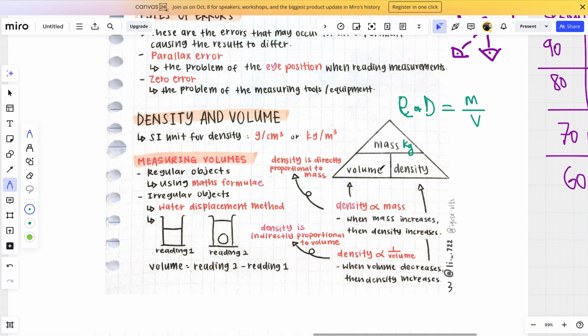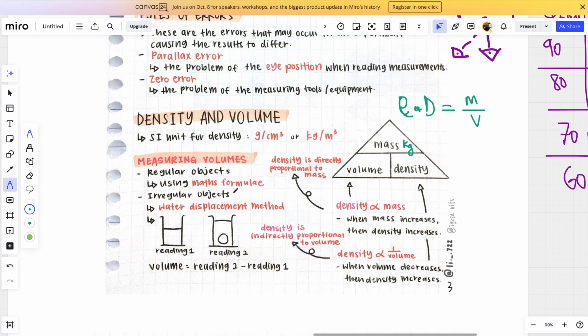We've talked about the volume of regular shaped objects and irregular shaped objects, and how we can obtain these volumes. So density is mass divided by volume. But what if you want mass? Mass is volume times density. If you want volume, it's mass divided by density. So these three can be used interchangeably, which means density is directly proportional to mass and inversely proportional to volume.